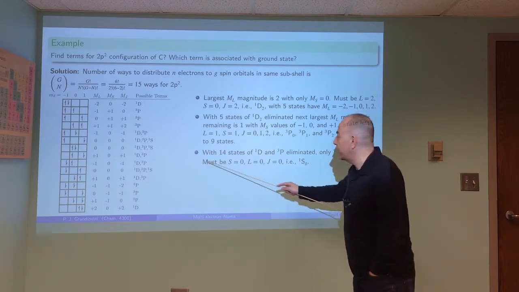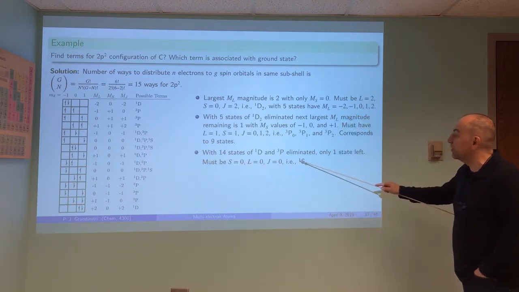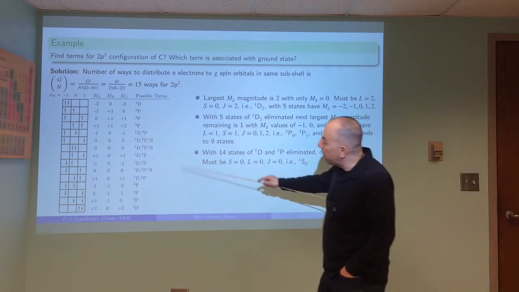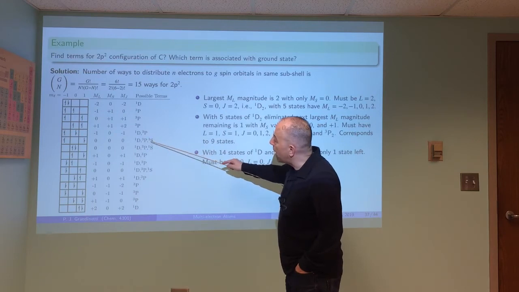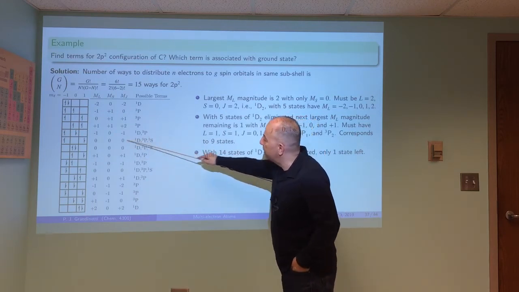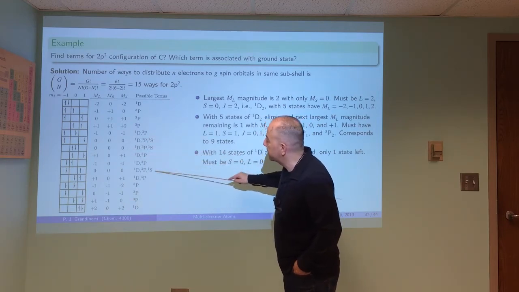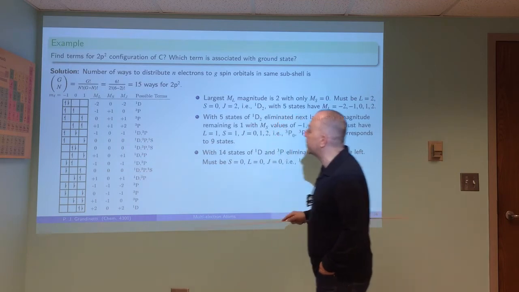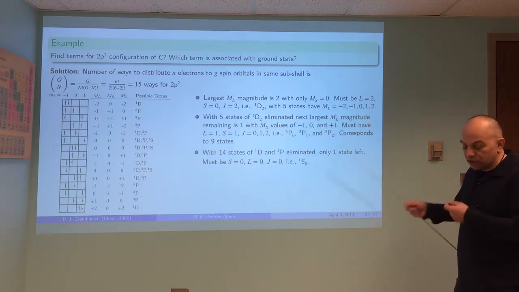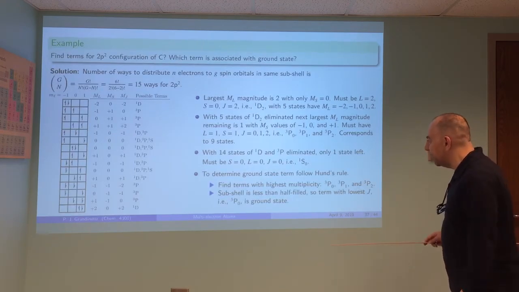The only way you can have that is to have a state with S equals 0, L equals 0, and J equals 0. So there's a singlet S0 in there also. All of these are possible linear combinations, and they are labeled there as possible terms that will be associated with linear combinations of those states.